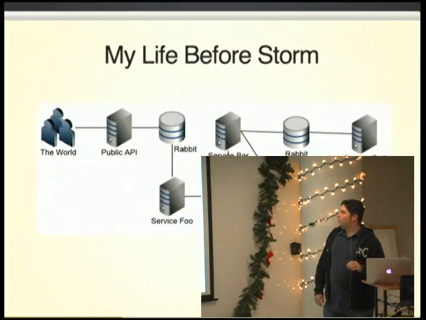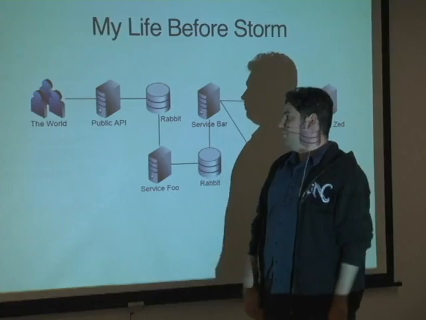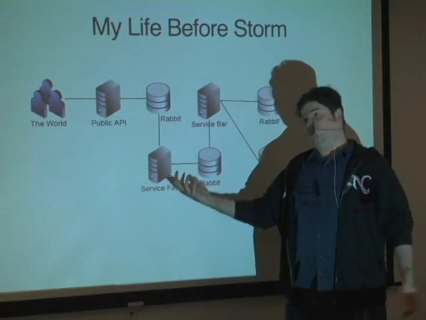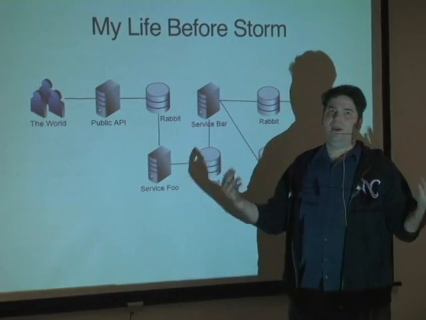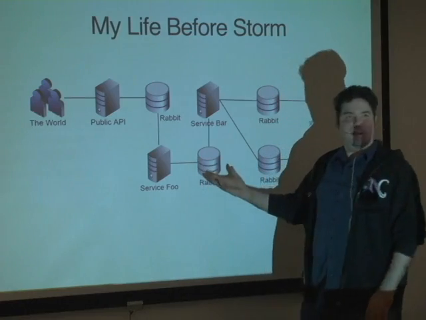Okay. This is a lot like what my life looked like before I knew about Storm. We had the world, and the world always wanted to call my public API. My public API was pretty dumb. It would just drop something on Rabbit. Then a bunch of services read from Rabbit, and say, let me go look up your customer data or something like that, and then drop something else in Rabbit.